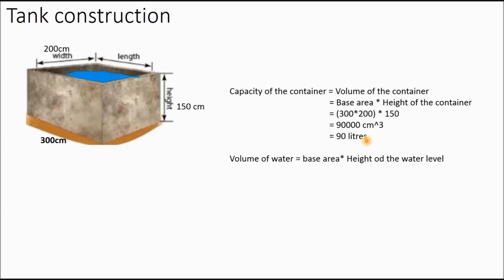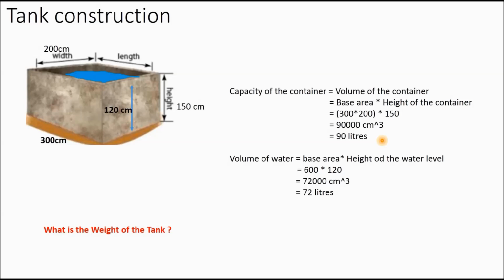But if the level is coming down, then what is my water content, or the volume of water stored here? Suppose the water is stored up to 120 centimeter instead of 150. If you calculate 90 liters, and it comes down to 120 centimeter, then it will give 72,000 centimeter cube, so almost 72 liters. Now the water is inside the tank.